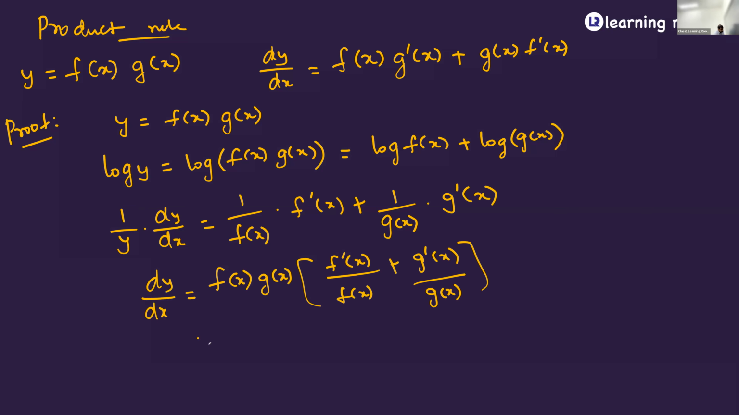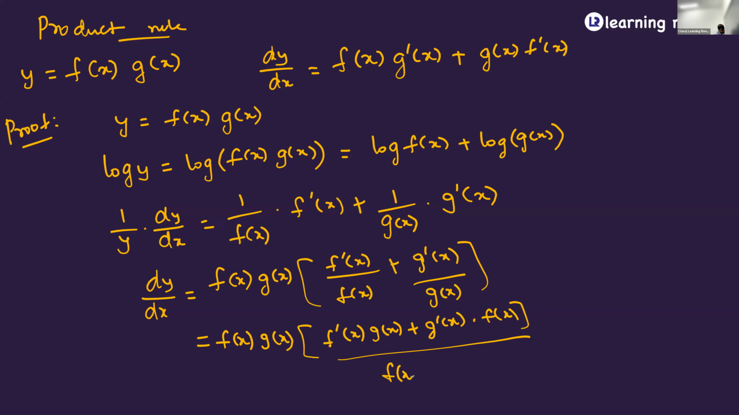Now I'll take an extra step. For f of x into g of x, take the LCM. It is going to be f dash of x into g of x plus g dash of x into f of x, the whole divided by f of x into g of x. If you observe this, this will get cancelled and this is the required answer. You're able to understand? So this is how the tool will help us whenever you have a product of two functions. Sometimes if the function itself is complicated, you can take log on both sides and then solve, and it will generate the same result. Am I clear with this?